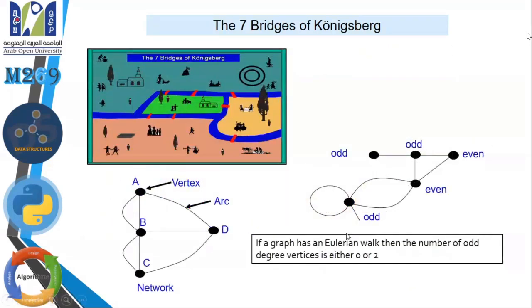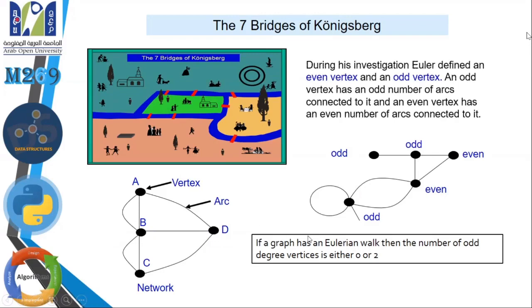Okay, now some of the points that he came to reach, which is what is called odd and even. So what do you mean by odd and even? During his investigation, studying the case, Euler defined an even vertex and an odd vertex. So what did he mean by that? An odd vertex has an odd number of arcs going from that vertex.